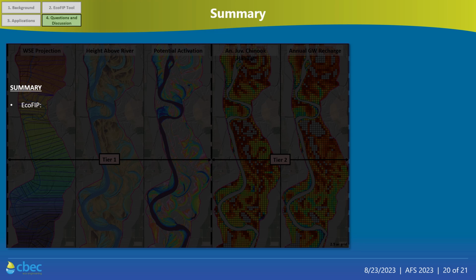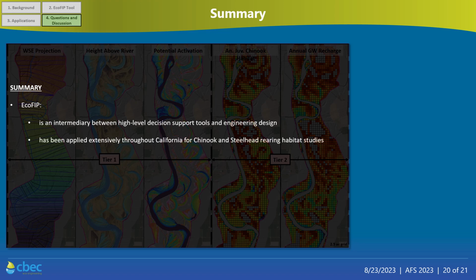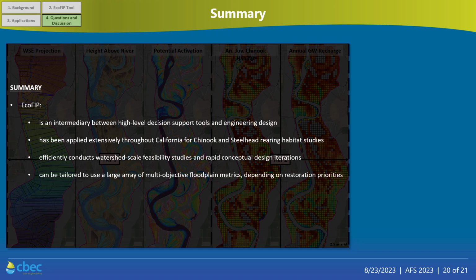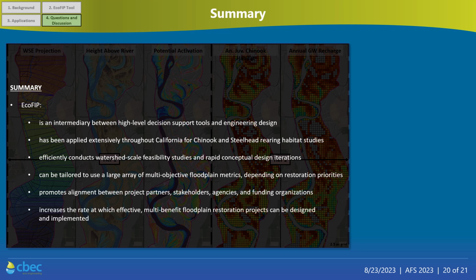And so that was a real quick overview of all the different ways that EcoFIP can be used, but ultimately it's an intermediary between high-level decision support tools that get you to priority watersheds, for instance, and detailed engineering design. We've applied it extensively throughout California, especially for Chinook and steelhead rearing habitat studies. It efficiently conducts watershed scale feasibility studies and rapid conceptual design iterations. It can be tailored to use a large array of multi-objective floodplain metrics. We've talked a lot about fish and recharge, but there are many others that we can look at. It promotes alignment between project partners, stakeholders, agencies, and funding organizations, and ultimately increases the rate at which effective multi-benefit floodplain restoration projects can be designed and implemented.